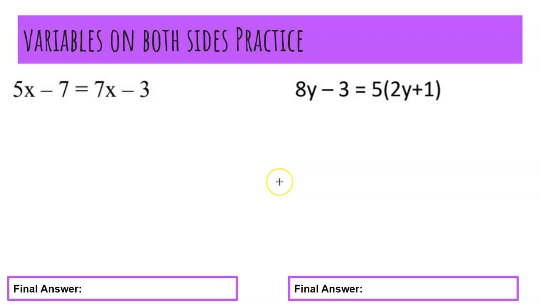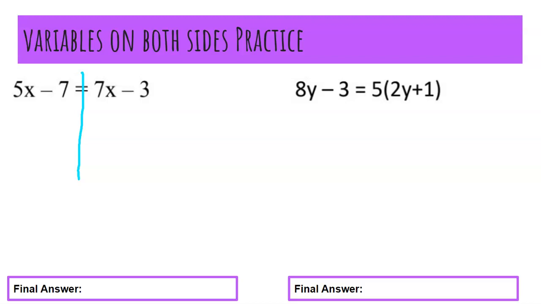Alright, so let's look at some examples. So again, remember, your equal sign splits your problem into two halves. So in this problem, I have 5x minus 7. If I look at that expression, guys, I cannot combine, I cannot simplify that at all. I look at the other side, 7x minus 3. Again, I cannot simplify that. So now I need to figure out how to get these variables on the same side.